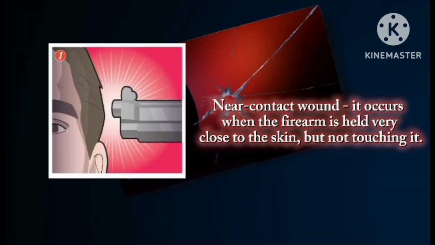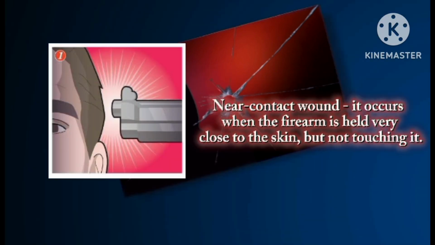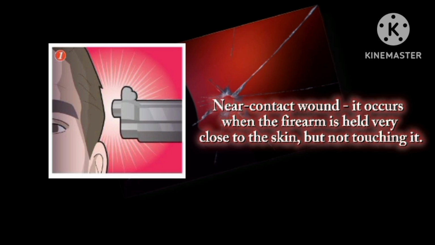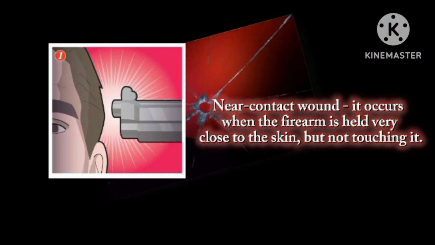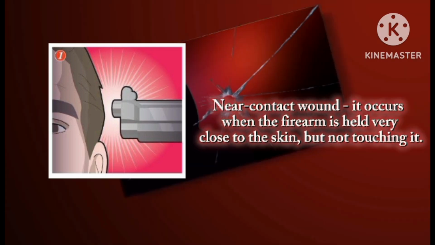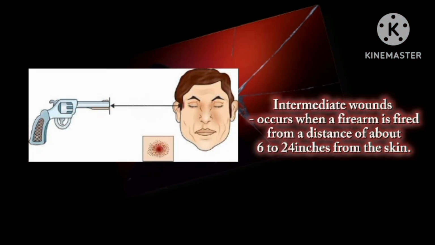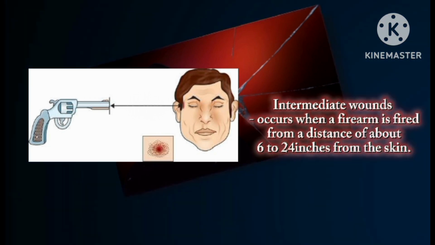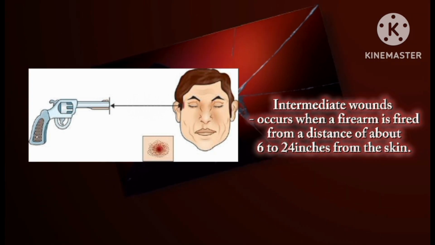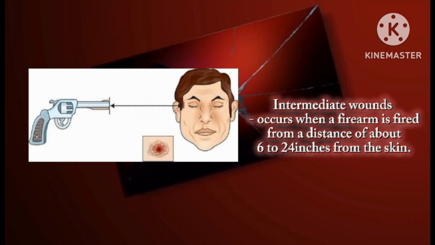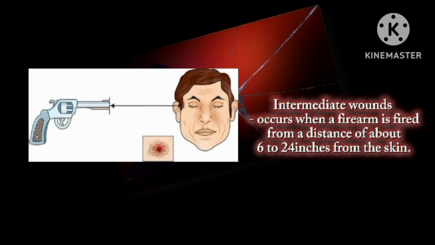Next is near contact wound. It occurs when the firearm is held very close to the skin but not touching it, resulting in soot deposition and stippling. Next is intermediate wounds. It occurs when a firearm is fired from a distance of about 6 to 24 inches from the skin. The muzzle is farther away from the skin, so there is minimal soot and stippling.